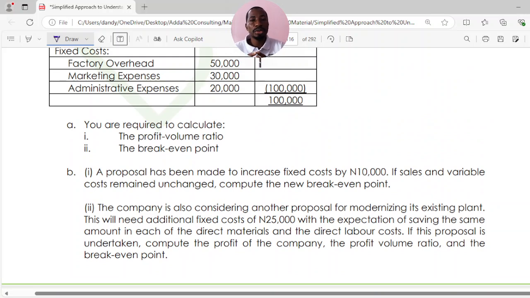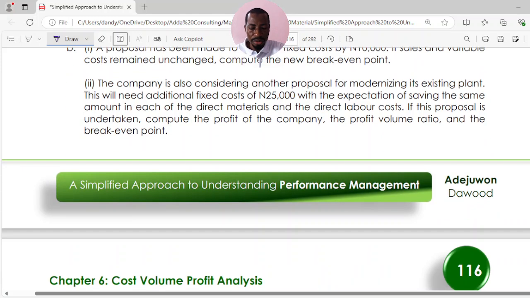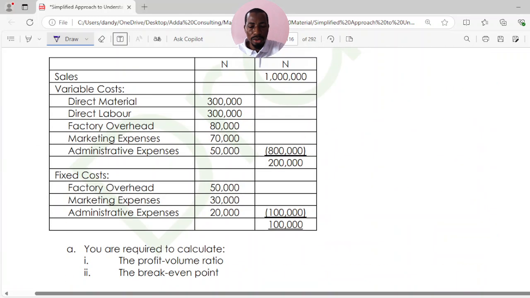Remember, contribution margin ratio is the same as profit volume ratio. So to get the profit volume ratio, you are expected to divide contribution per unit by the selling price per unit, or simply say divide contribution by sales. That will give you profit volume ratio. So without wasting time, I will go to the question.